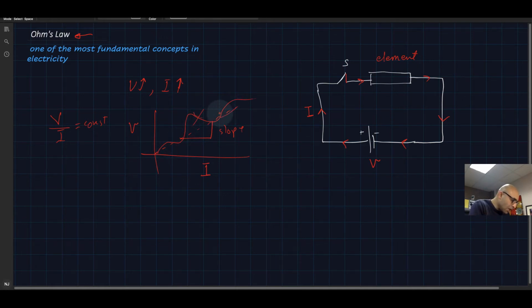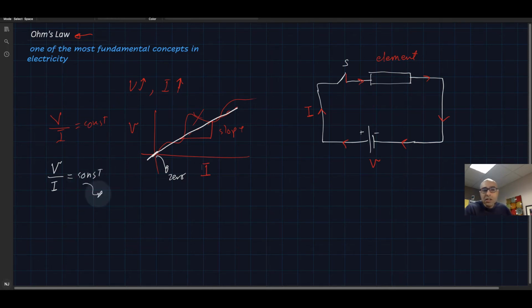It is actually a straight line, and this line also, as you can see, goes through the zero. That's very important. What it means when it goes through the zero is that when the voltage is zero, so the battery does not exist, basically, there will be no current. That's what the zero means. Okay, so V over I is equal to constant. So I'm going to write this again. V over I, the voltage over the current, is equal to constant.